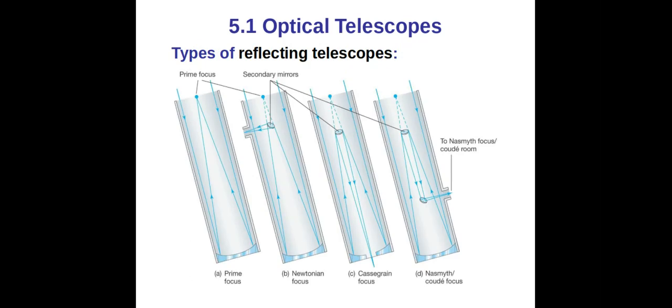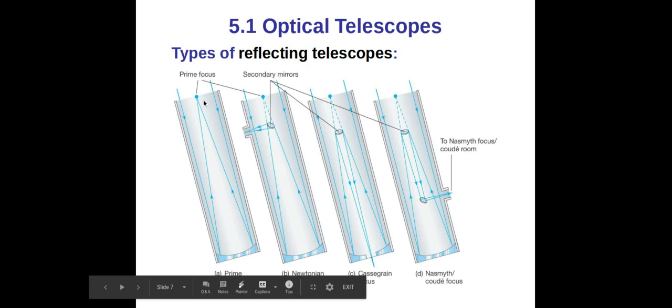So here are some different types of reflecting telescopes. You don't need to memorize all these, but just notice all the different examples here. So you have the prime, which is very basic, and then Newtonian is the one they gave you in the other slide, where it shoots it out the side over here. Cassegrain bounces it back through the middle of the mirror, and then Nasmyth bounces it up here and then back and then out the side. So all different ways to do this.